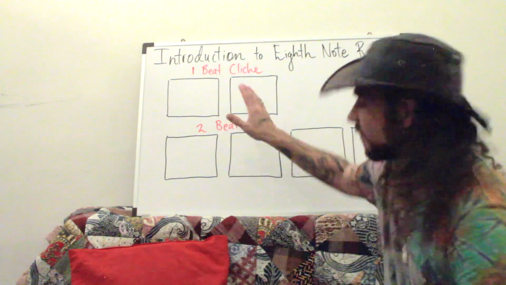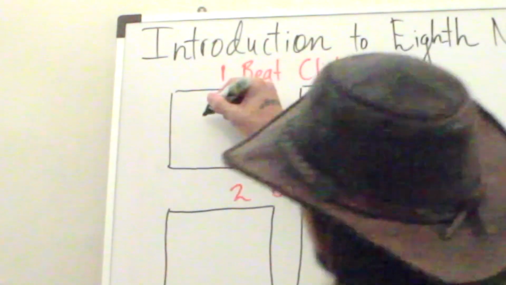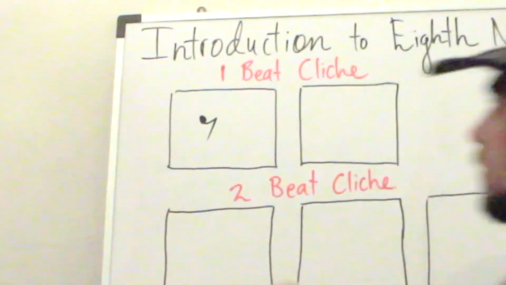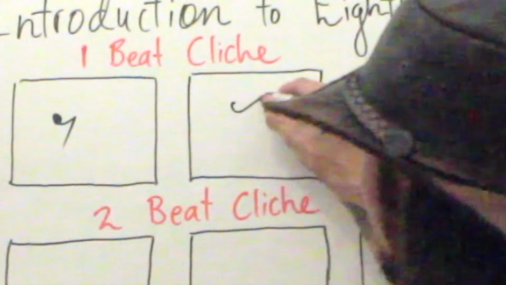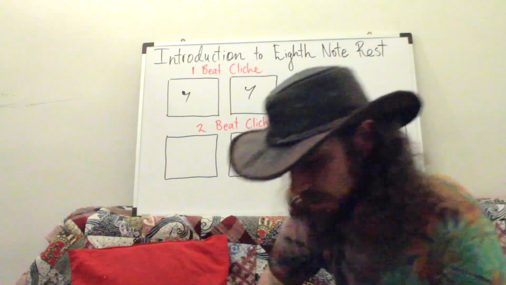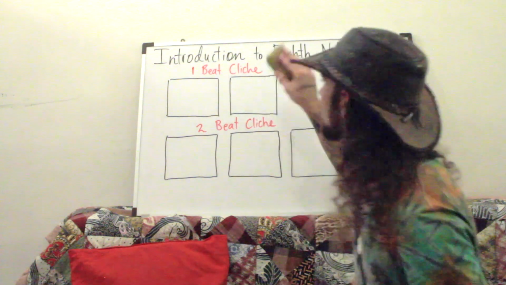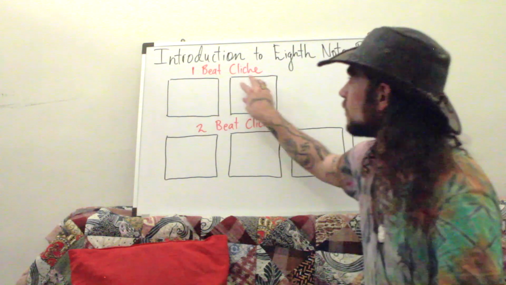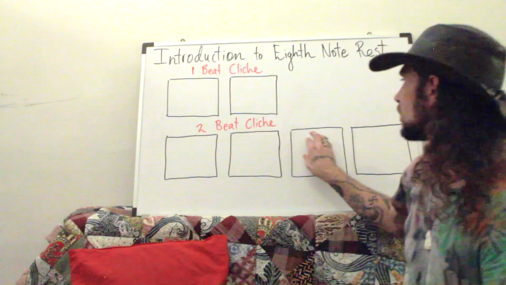All right. First of all, let's look at an eighth note rest, so you know what we're talking about. It's got a little shape like this, and boom, something like that. If you want to do it in shorthand, you could just do something like this. All right, so let's look at what a one beat cliche will look like. So here we have a one beat cliche. We're going to have two one beat cliches, and then here we've got our two beat cliches.